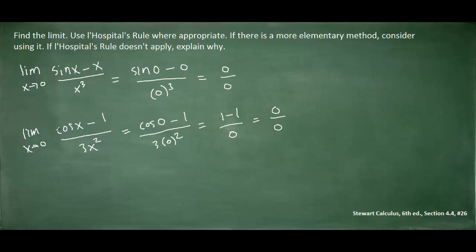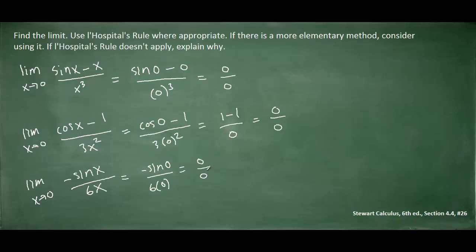So let's go ahead and take the derivative of the numerator and the derivative of the denominator. The derivative of cosine of x is equal to negative sine of x. The derivative of 1, or any other constant, is simply 0. And then the derivative of 3x squared, of course, is 6x. Let's go ahead and plug 0 in. Since that's the value that x is approaching, we get negative sine of 0 over 6 times 0, and lo and behold, we get the same indeterminate form again.